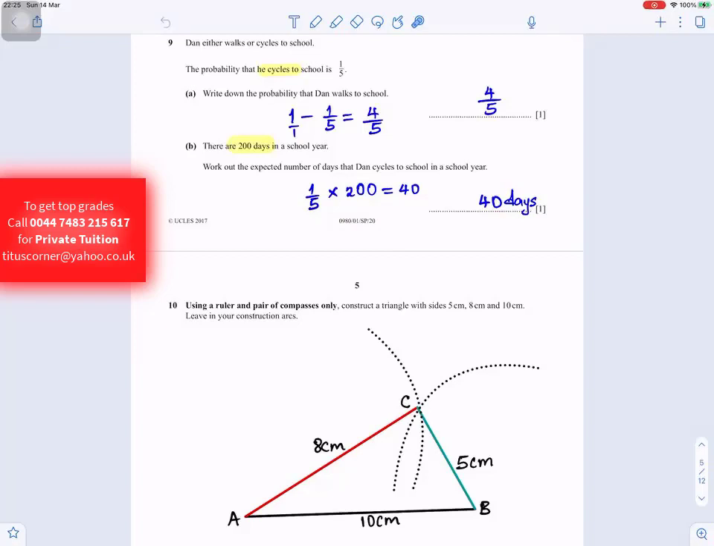Question number 10. Use a ruler and a pair of compasses only. Construct a triangle with side 5 centimeters, 8 centimeters, and 10 centimeters. Leave in your construction line. So we draw the 10 centimeter side, and then we open the arc of the compass and draw the 8 centimeters. Open it to 8 centimeters and start from A and draw it. And then open the compass 5 centimeters and put it at B, and you draw it. So you get the arcs. Those are the arc lines you can see there.